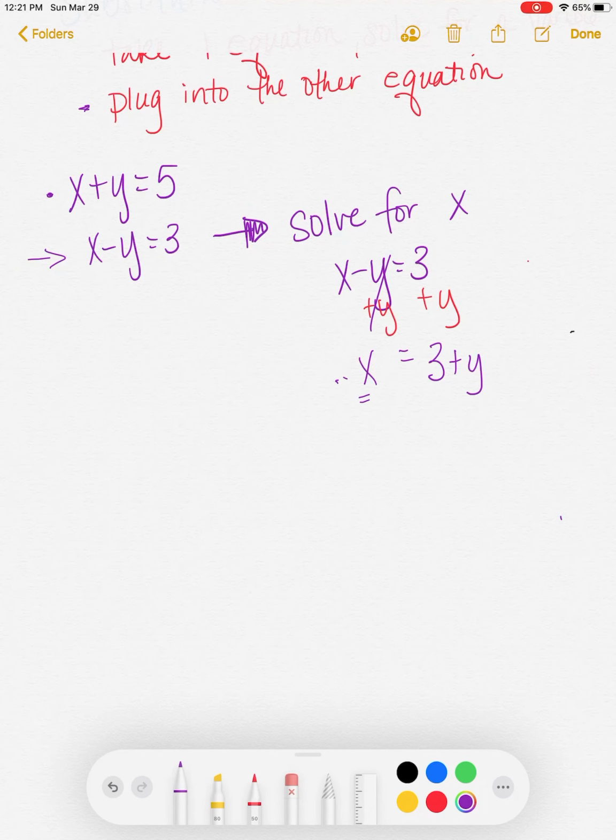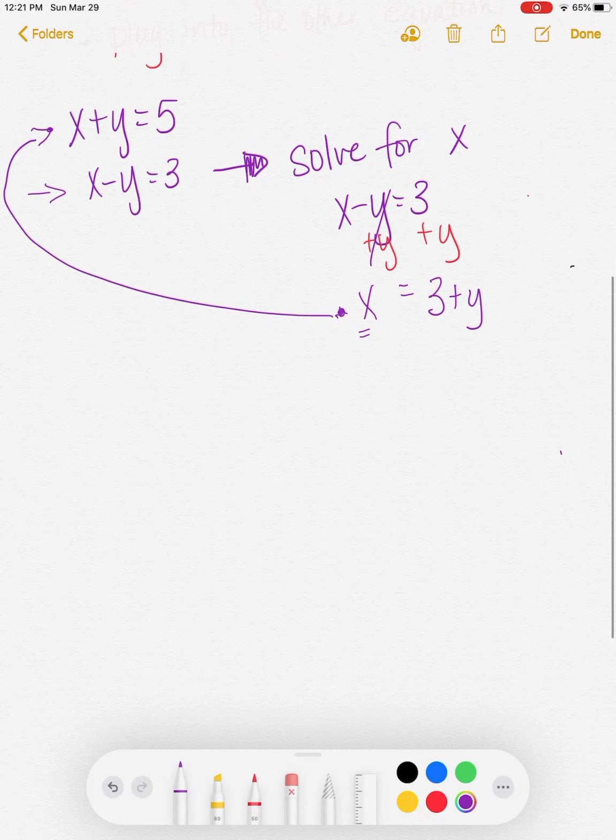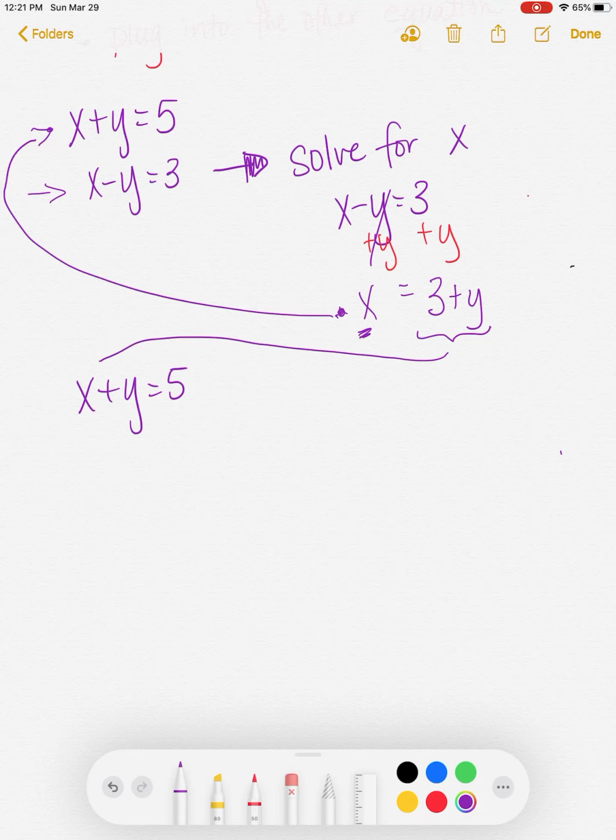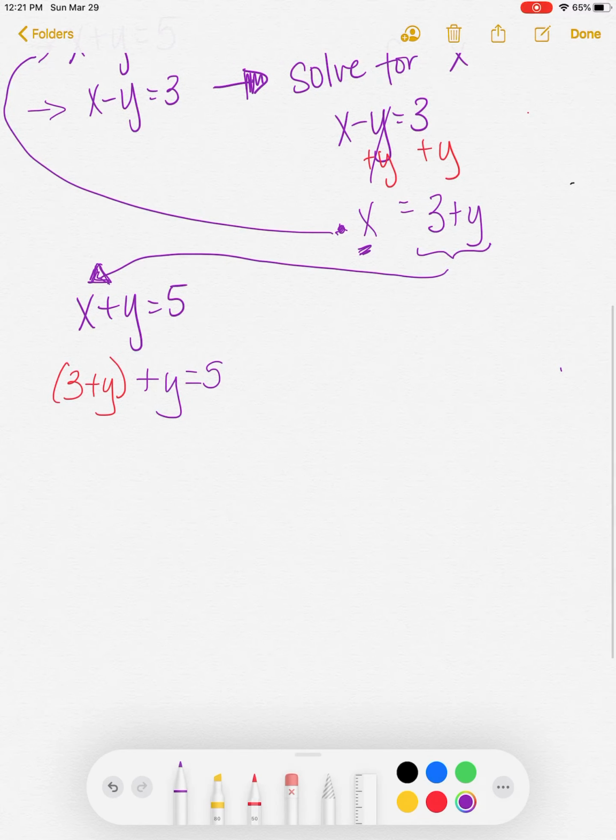So I'm going to take this and plug it into the first equation. My first equation is x plus y equals 5. Well, I know that x in this equation is the equivalent of 3 plus y. So let's sub that out for my x. Instead of x, I'm going to say 3 plus y. Then I go back to my equation. Hopefully you see what I've done: this right here is equal to x based on the other equation.